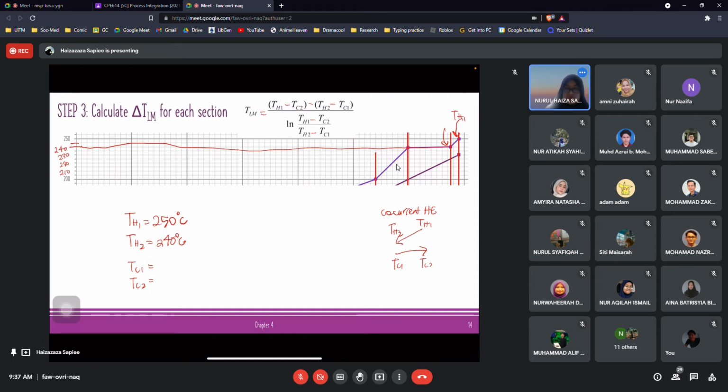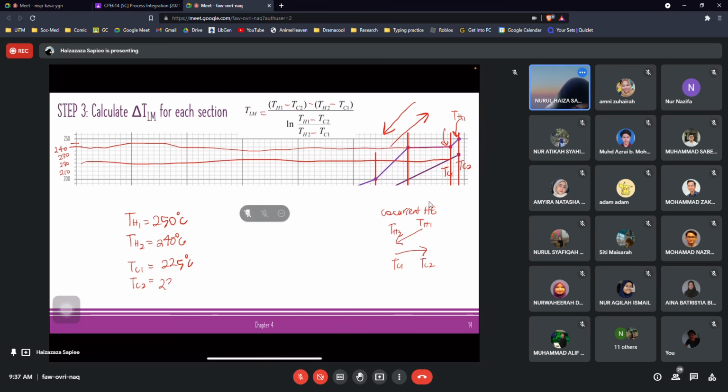Yang ni selalu orang confuse lah. Tapi kalau kita tak nak confuse, you can just remember the arrow of your composite curve. So remember kalau hot composite curve dia ke bawah and your cold composite curve dia atas. So this would be your TC1 and TC2. So TC1 kita ambil line ni which is around berapa tu? 230. Yeah. 10, 20, around 220 lah kot, 225. So sini 225. And then your TC2 would be 230.